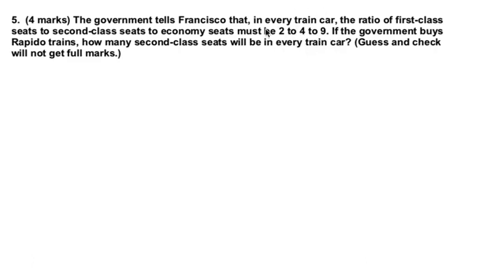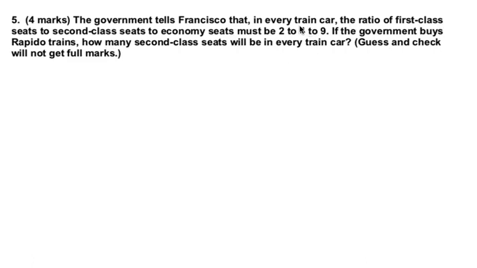And it's important to know that when you're using a 3-part ratio here, 2 to 4 to 9, the order of the numbers matches the order of the words that were set up in the problem. So first class seats is going to be represented by the 2. The 4 represents the second thing that's mentioned, which is the second class seats. And then the 9 represents the third thing mentioned, the economy seats. If the government buys Rapido trains, how many second class seats will be in every train car?